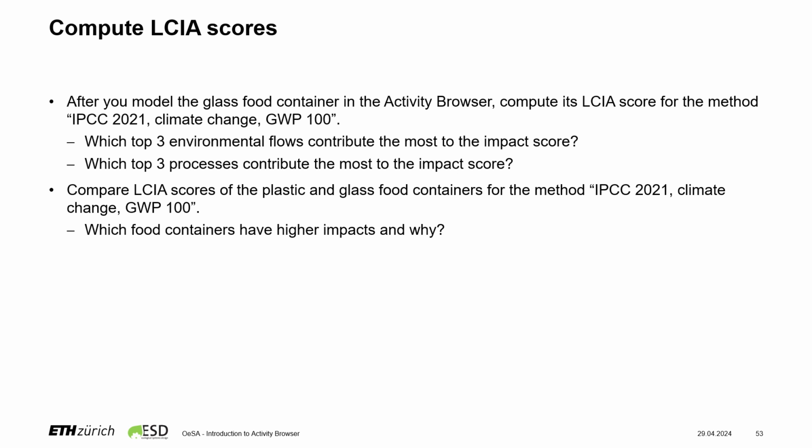You would have to compute the impact assessment score for the global warming potential, 100 years, climate impact category. And you would have to say which of the environmental flows contribute the most. So which are the top 3 and which processes are the top 3 for the production of the glass container. And you would have to compare the scores between the plastic and glass and see which one is bigger and why. So maybe study a bit the Sankey diagram.